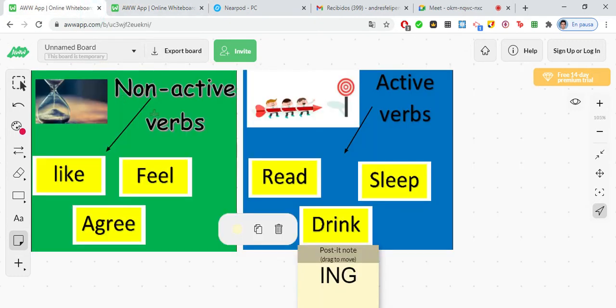Remember to analyze this, the non-active verbs, the active verbs. Remember that these verbs don't have ing form. Only the active verbs have ing form, okay?